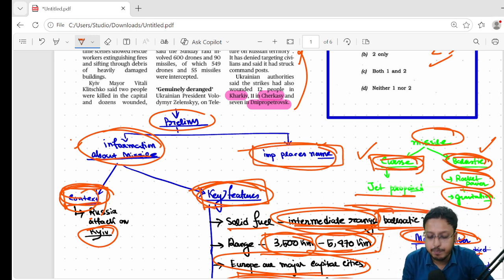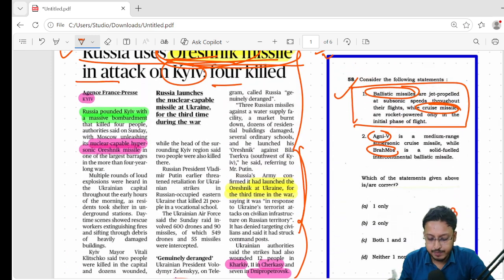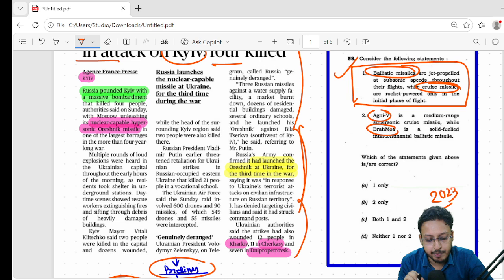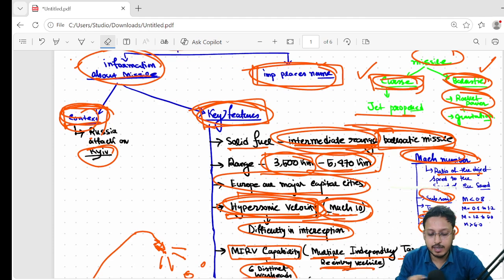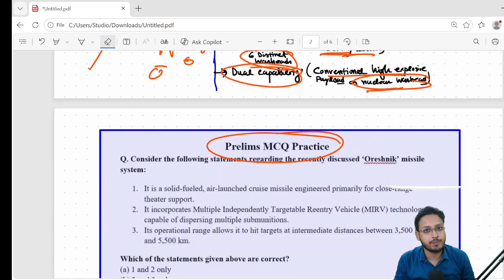But what are the important places? There are 4 places you have to remember, and these places are in Ukraine. First is Kyiv. I think all of you know that Kyiv is in Ukraine. But there are 3 more places. One is Kharkiv, then Cherkasy, and Dnipropetrovsk. These 3 places along with Kyiv you have to remember, and where they are located in Ukraine. So that is the small article you have to remember from Prelims Bites.